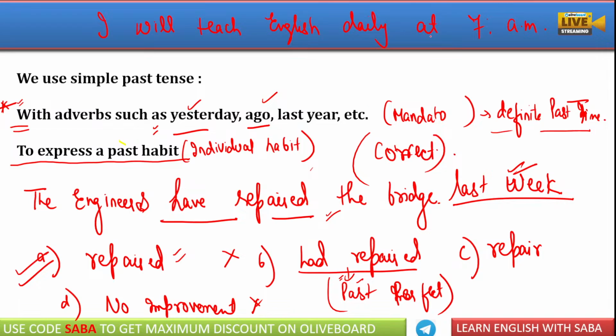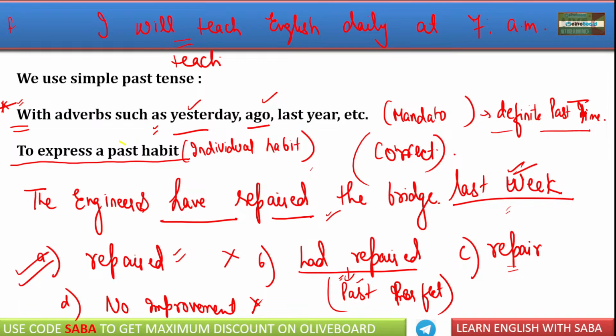It is correct, guys. It might show my future habit, that from now on I will teach every day at 7 in the morning. I didn't teach until now, but from now on I will. Okay? So it is a routine action, so it can be in future also. It can be a routine action of future, it can be a routine action of present also.